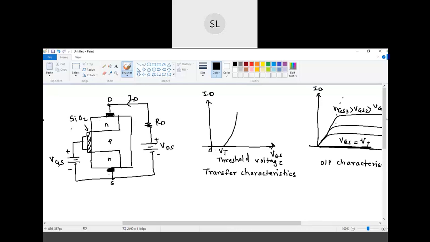Because of this positive gate voltage, electrons will be attracted from the p region and accumulated below this oxide layer. If VGS is sufficient, equal to the threshold voltage, sufficient electrons will be accumulated to form the n channel, so that current will flow from drain to source.